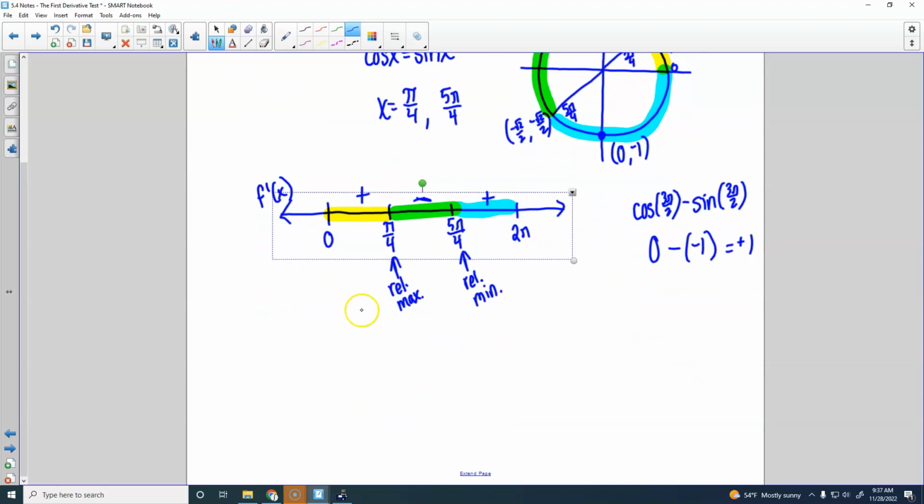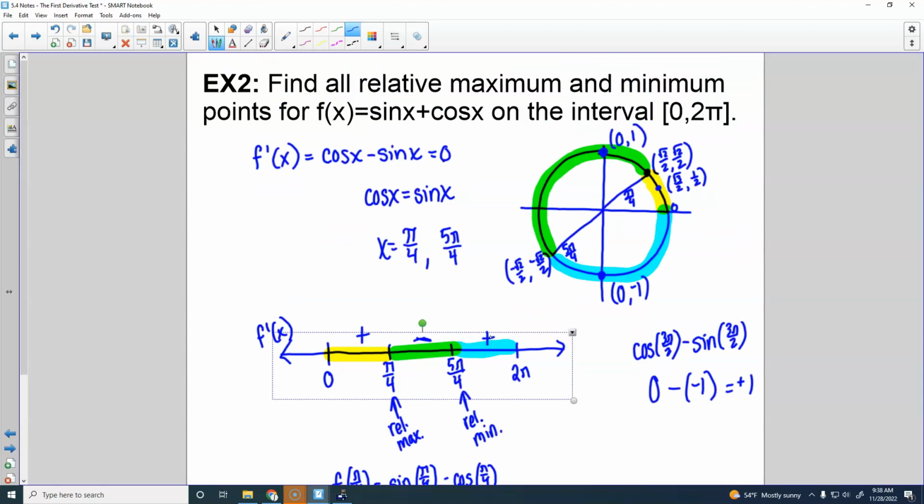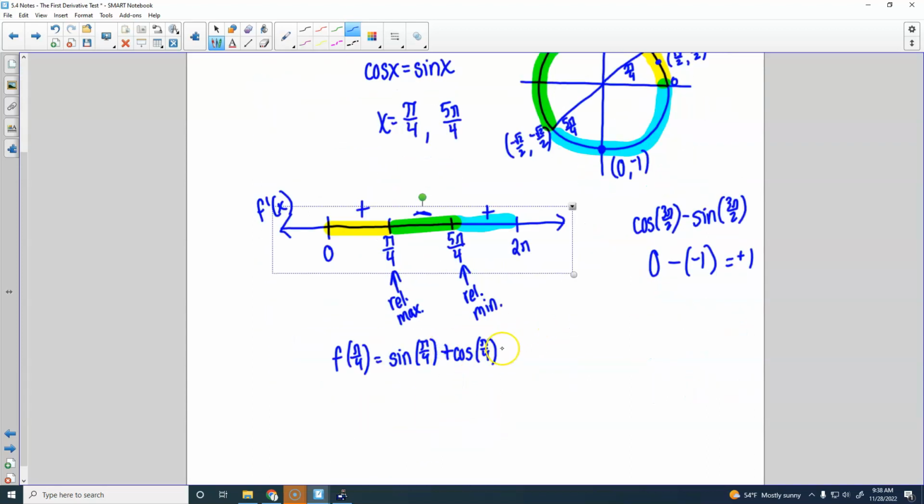So if I do f of pi over 4, we're plugging into the original there, so it's going to be sine of pi over 4 plus cosine of pi over 4, which is going to give us root 2 over 2 plus root 2 over 2. That gives us 2 root 2 over 2. The 2's will cancel, so you just get square root of 2. So we got the point pi over 4, square root of 2.